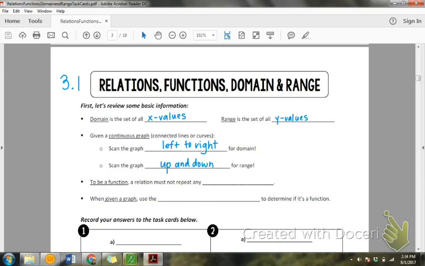So every relation, remember a relation is just a set of ordered pairs. So let's maybe make ourselves a note there. Relation is just a set of ordered pairs. And you guys know ordered pairs are x and y, right? So a relation is a bunch of x's and y's together.